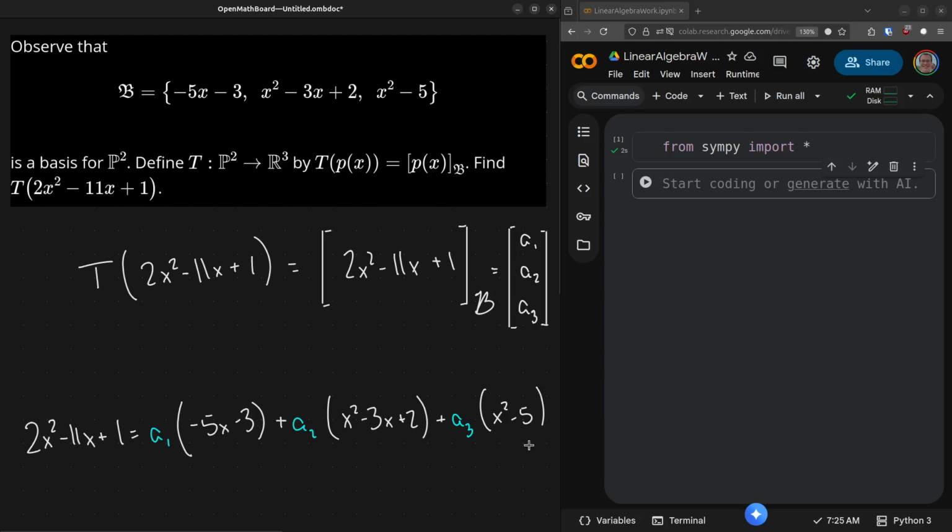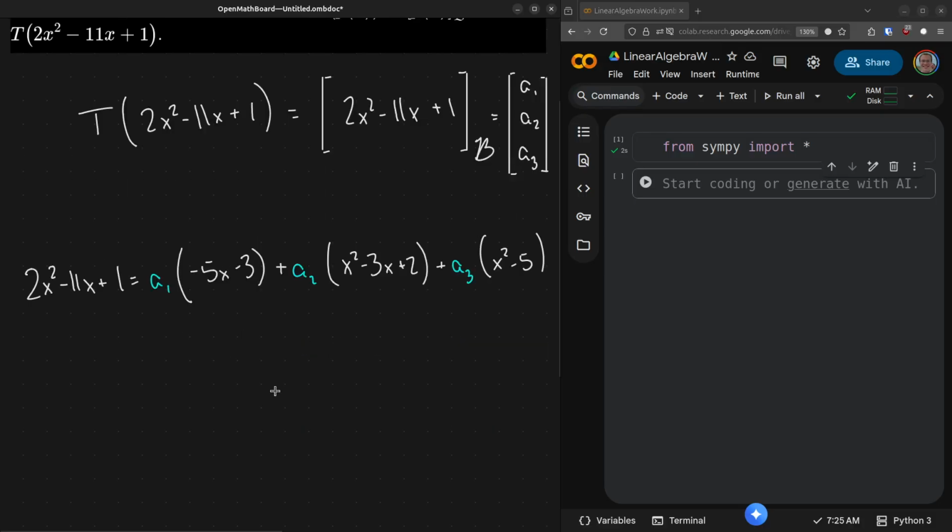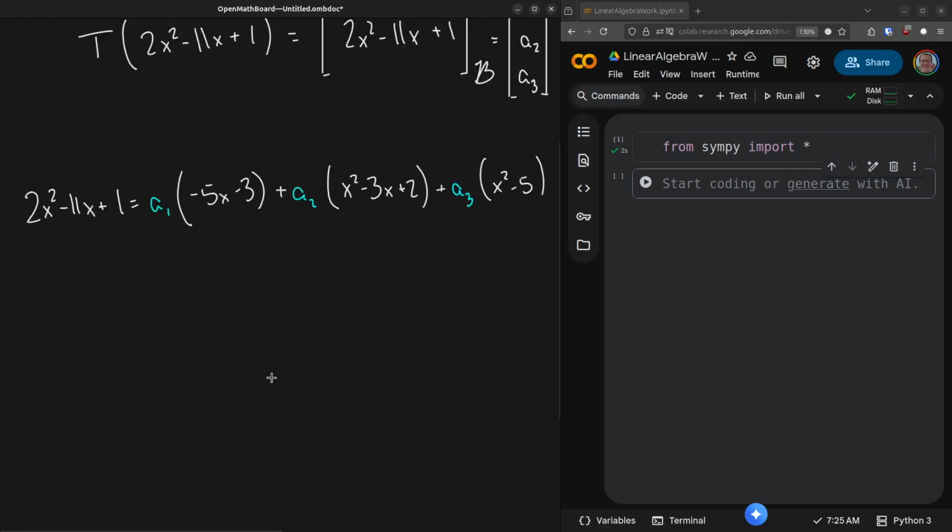Okay, so now that we know what we're looking for, how do we find it? Well, we've already done this in a previous section. We just need to figure out what A1, A2, A3 is. So if we distribute and combine like terms, let me focus on x squared first. I get A2x squared plus A3x squared. So I get (A2 plus A3) x squared.